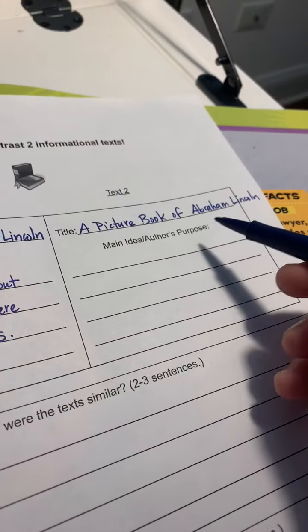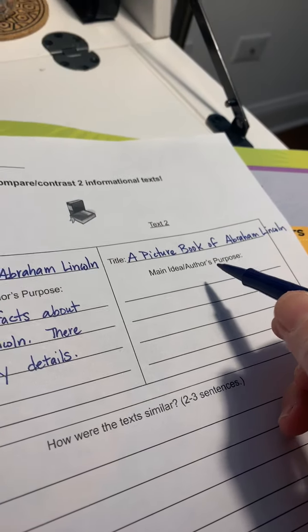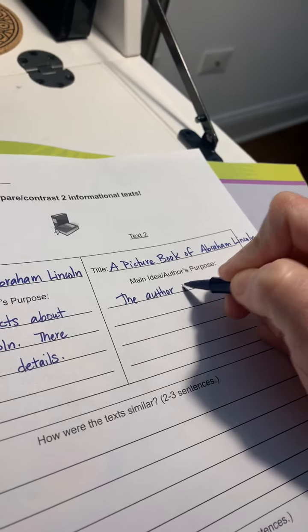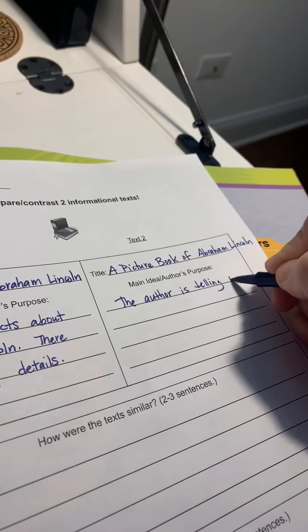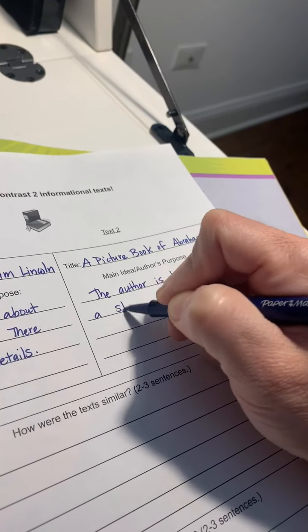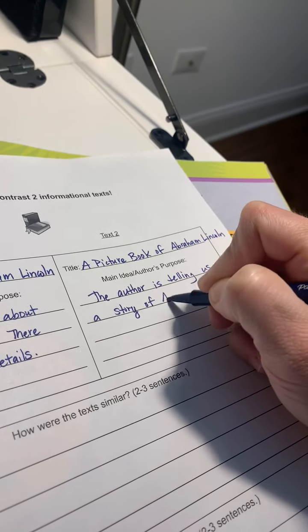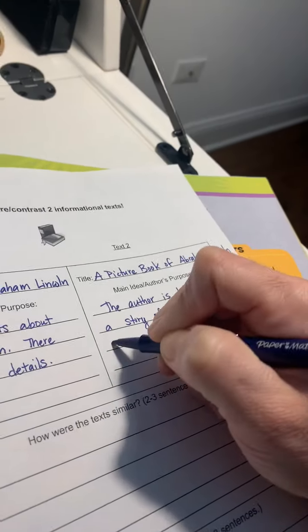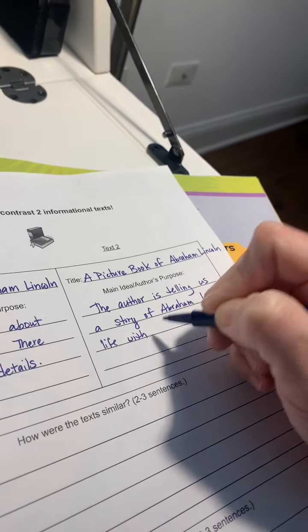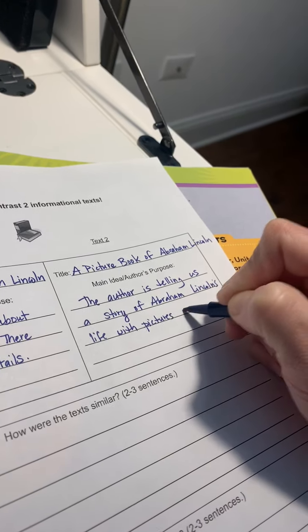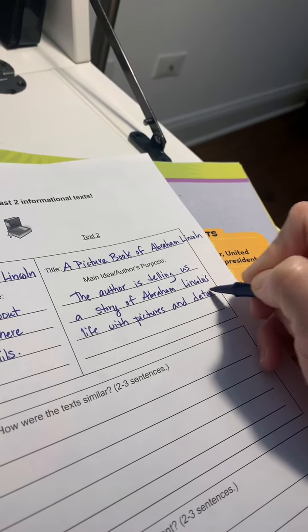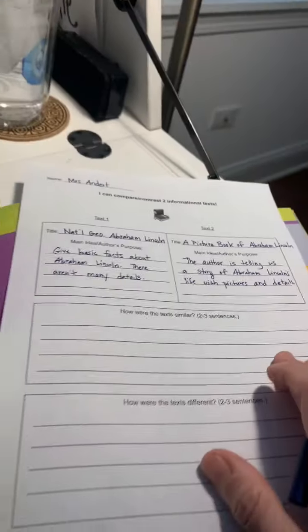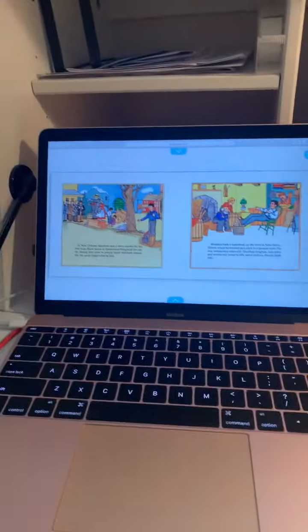So the one that was on Epic here, the main idea or the author's purpose, I'm going to write this sentence better. The author is telling us a story of Abraham Lincoln's life with pictures and details. Okay? So, again, basic facts telling us a story. That's a big difference between this text and this one.